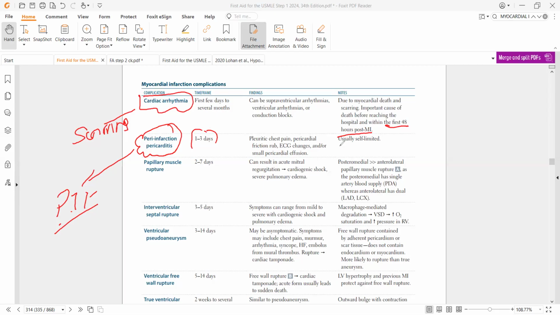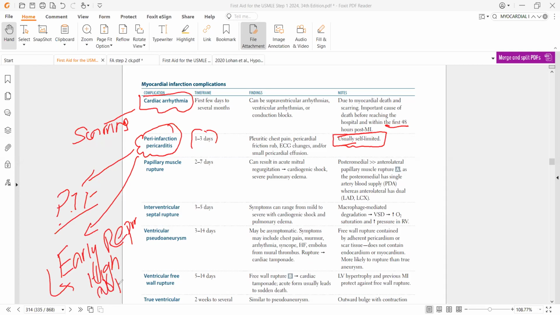Okay, so it's usually self-limited, right? What decreases the risk of peri-infarction pericarditis is early reperfusion, right? You may give high dose aspirin as well, but avoid corticosteroids and NSAIDs.